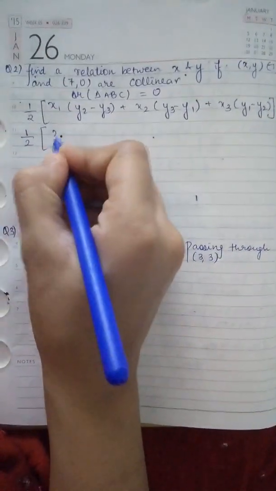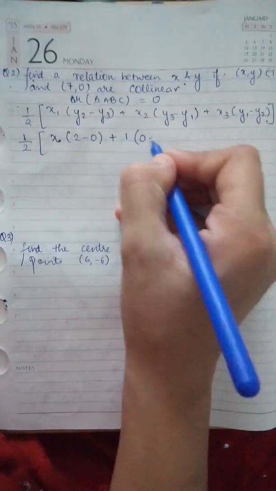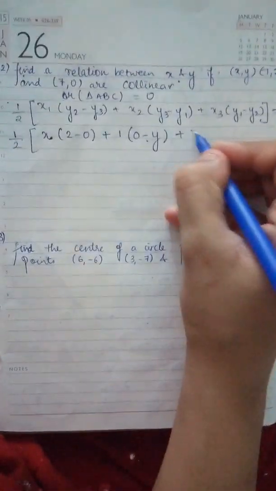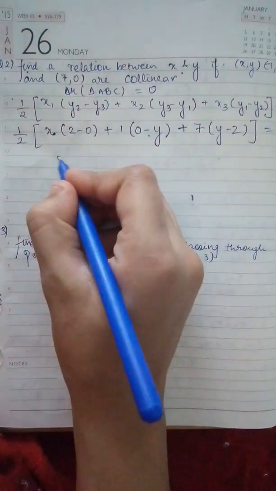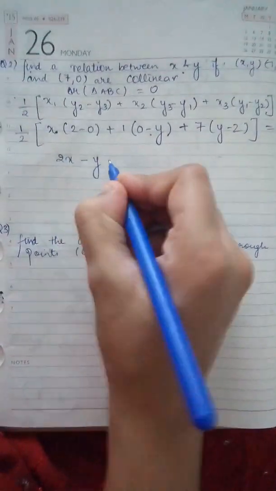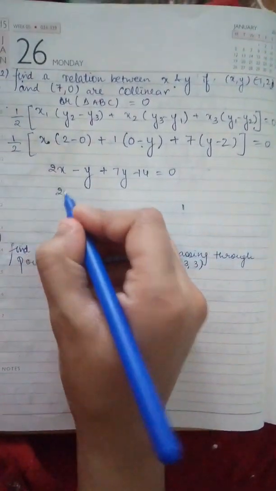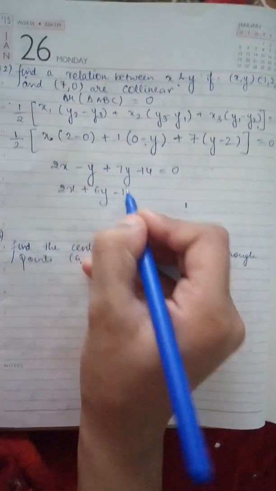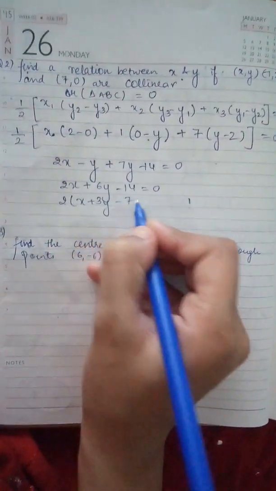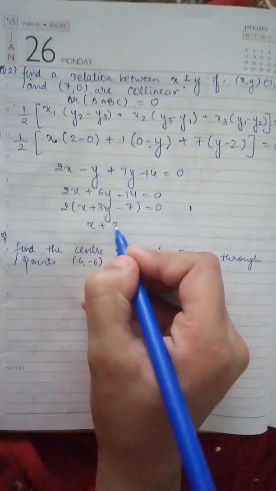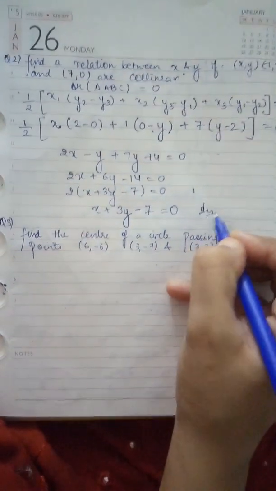So that means x(2 minus 0) plus (-1)(0 minus y) plus 7(y minus 2) is equal to 0. Opening the brackets, 2x minus y plus 7y minus 14 is equal to 0, or 2x plus 6y minus 14 is equal to 0. Take 2 common. So the relationship between x and y is x plus 3y minus 7 is 0.